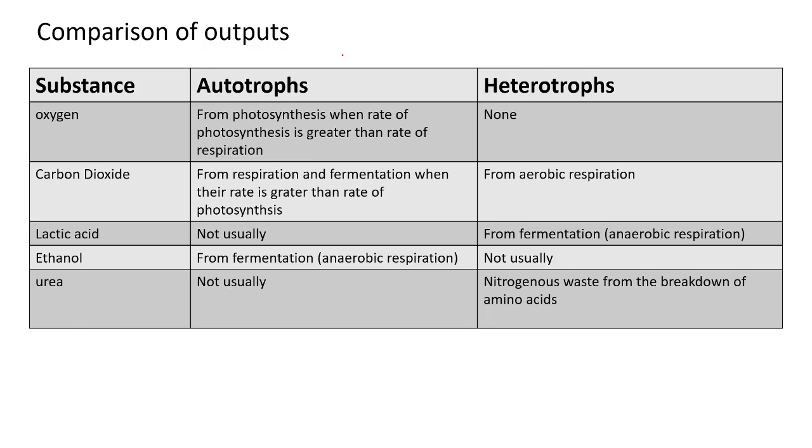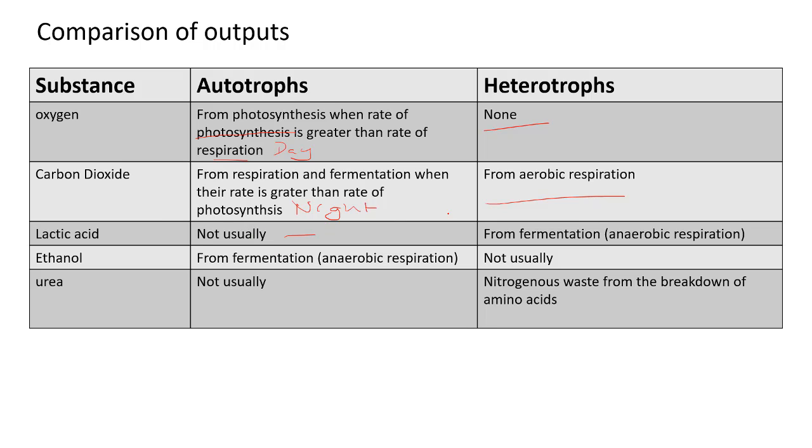Looking at the outputs, there's a similar situation going on here. Autotrophs, when photosynthesis is greater than respiration, so like in the daytime, they are giving out oxygen during the daytime. We don't give out oxygen. Carbon dioxide, they will be giving that out at nighttime, or when it's really dim and they're not doing much photosynthesizing. We are always giving out carbon dioxide because we're always breathing.